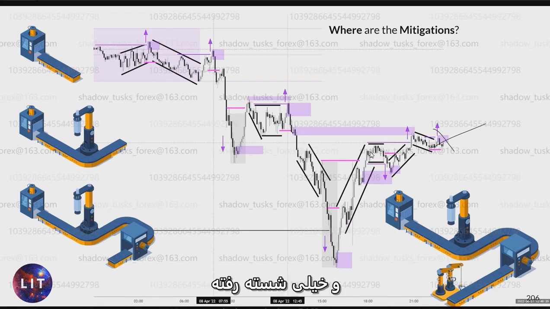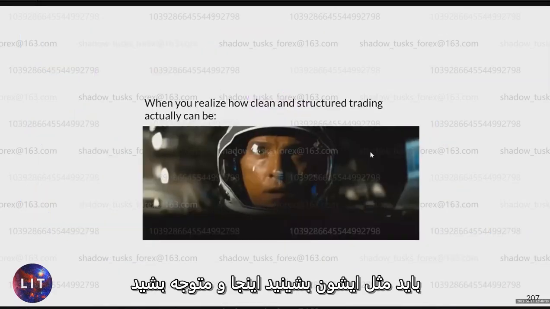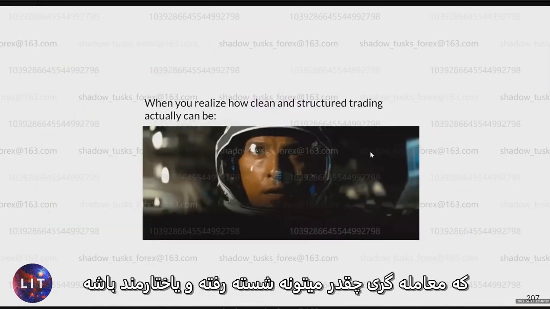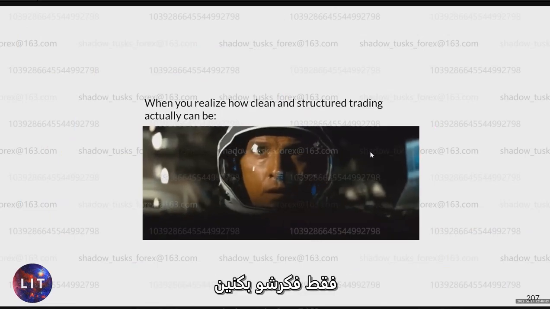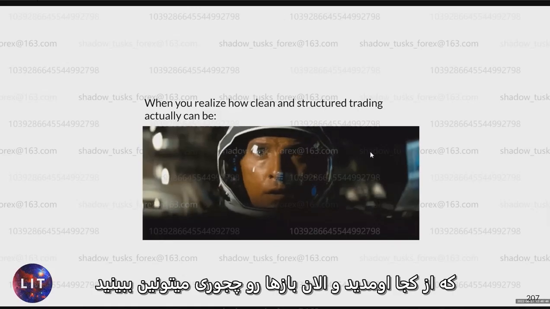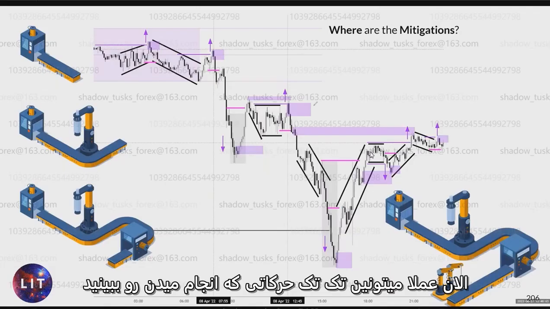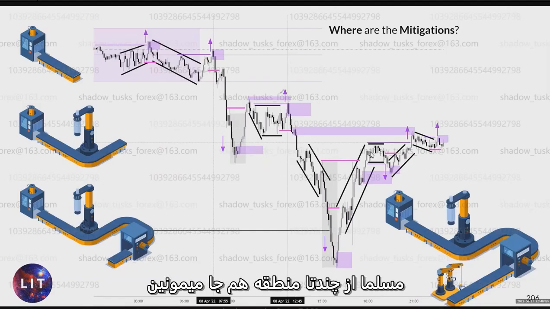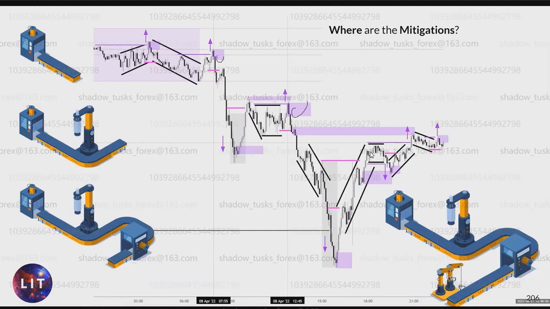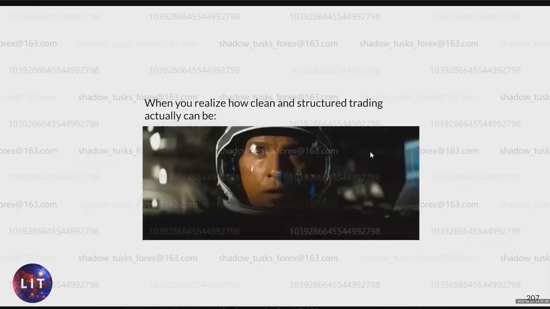Easy stuff! And so clean! You should realize how clean and structured trading can actually be. Just think about it. Where you came from and how you already can see the markets. Isn't that freaking crazy? You already can see literally every push they do, and you at least understand what's going on. Of course, there's a few zones that get missed. Oh, okay. But guess what? The whole day, you can understand what they did. Isn't that freaking crazy?